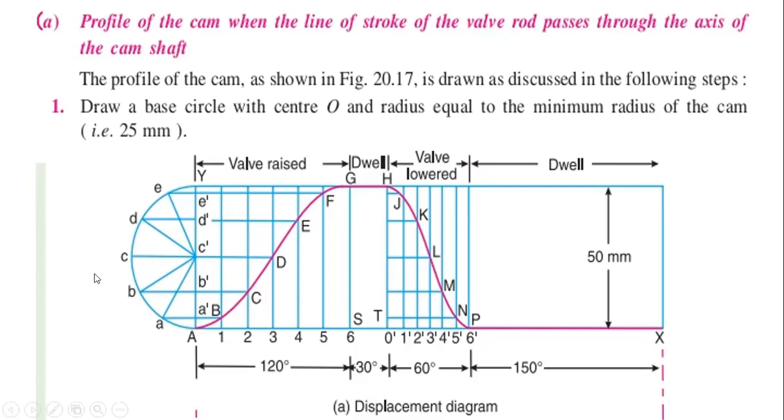So point A will intersect at 1, that is B at the first point, and the small b line intersects capital C at the second line, and small c at D, capital D at capital E, small e at capital F. So these are the intersection points. Using a freehand curve, join all those points from A to G, which you can see in the pink color line.